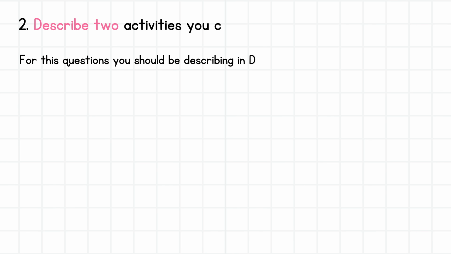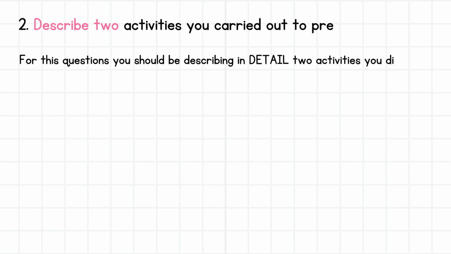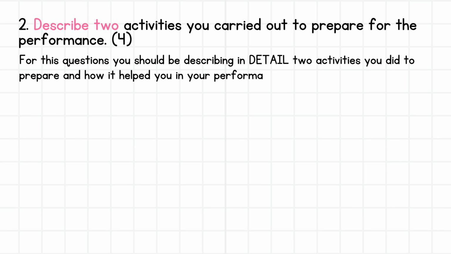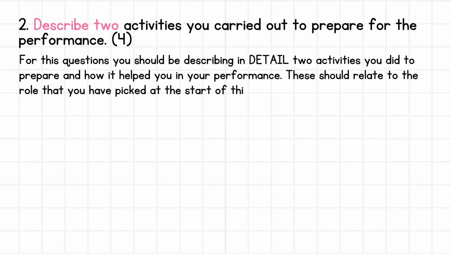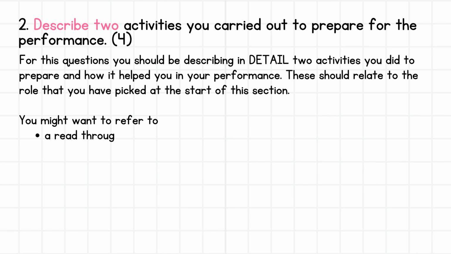available in the exam. The next question in the paper says, number 2, describe 2 activities you carried out to prepare for the performance for 4 marks. For this question, you should be describing in detail 2 activities you did to prepare and how it helped you in your performance. These should relate to the role that you've picked at the start of the section, so for me it would be an actor.